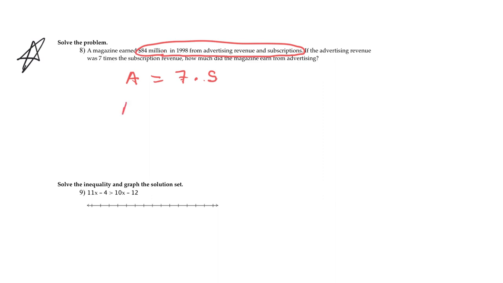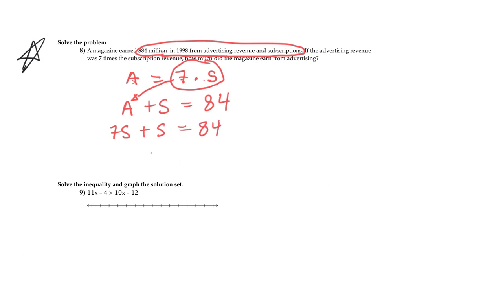But I know that the advertising plus the subscriptions equals 84 million. So if advertising is 7 times subscription, I can take this and plug it in where advertising goes. So 7s plus s equals 84. Or if I add those, that's 8s equals 84. And now divide both sides by 8. And I'll get s is equal to 10.5, I think. 10.5. That'll be how much the subscriptions were.